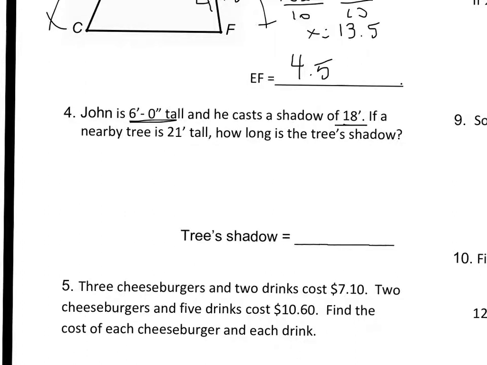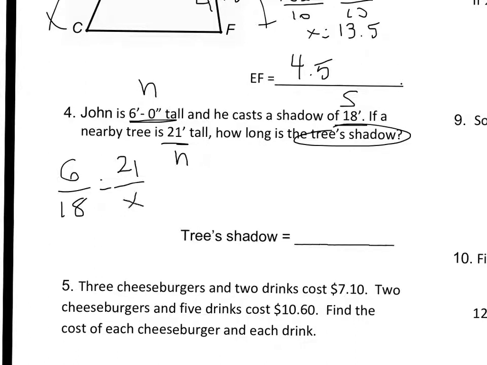So we have a height of 6, if you want to put an H and an S, and a nearby tree has a height of 21, and we're trying to find the shadow. So it's got to be height over shadow equals height over shadow. So I'm going to set up my proportion: 6 over 18 equals height again, which is 21 over x.